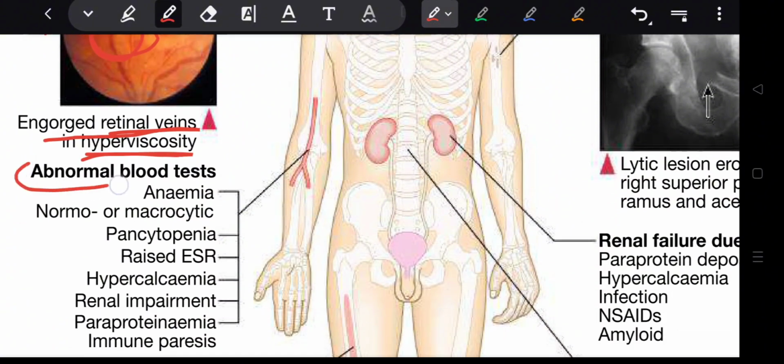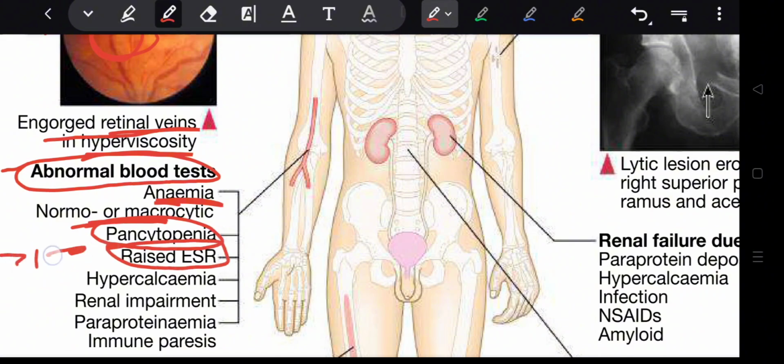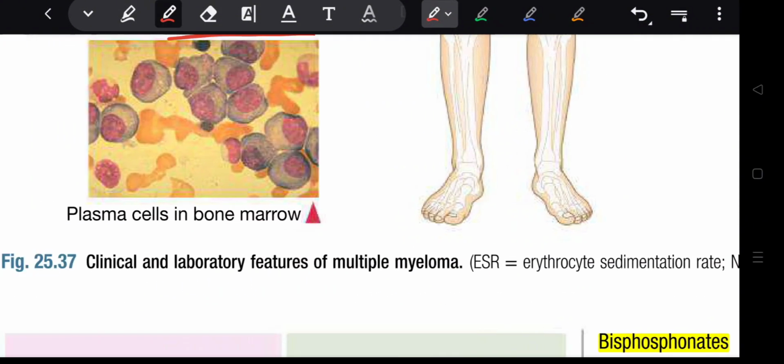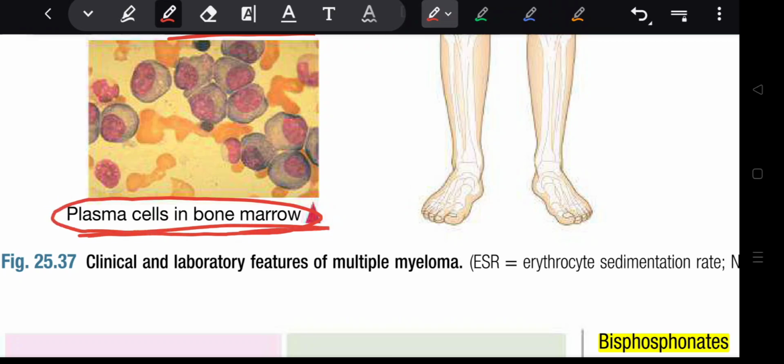In abnormal blood tests, the bone marrow involvement can develop anemia, normocytic or macrocytic anemia, pancytopenia, raised ESR usually greater than 100, hypercalcemia, renal impairment, paraprotein, immunoparesis. Bence-Jones proteinuria in urine and serum free light chain. Bone marrow plasmacytosis: plasma cell count in bone marrow greater than 10%.